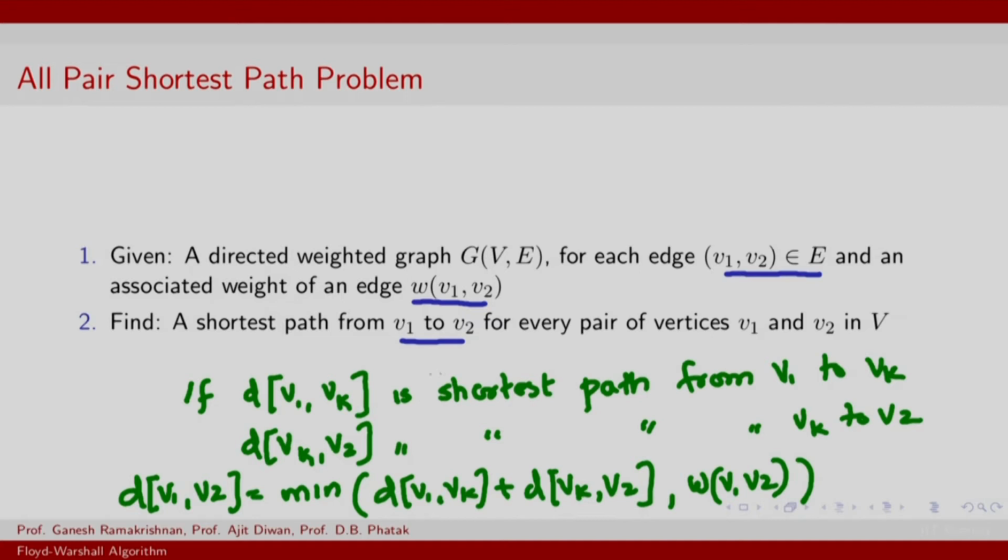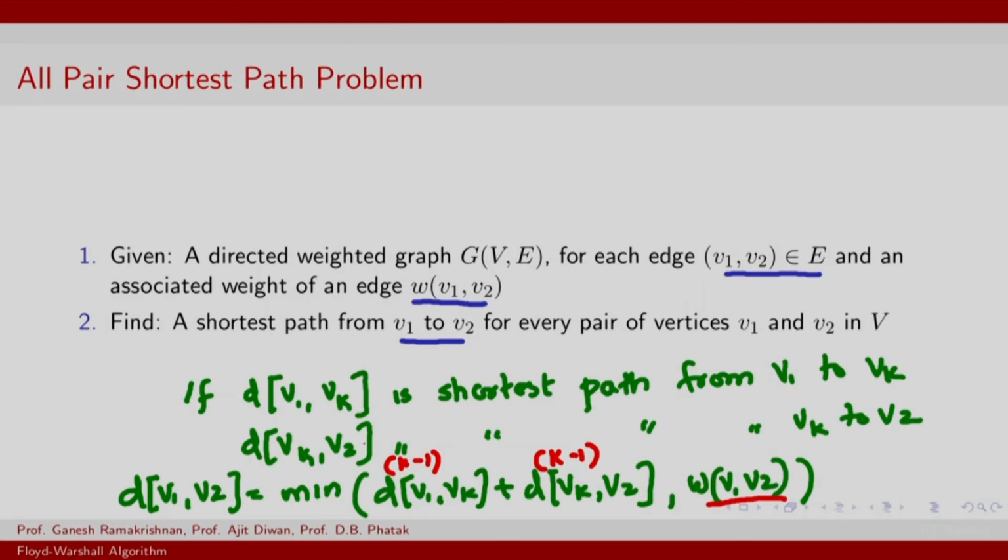However, who will give you this shortest path from v1 to vk at the outset? We won't have these. What we of course know are these weights to begin with, and instead of looking at the minimum weight from v1 to vk and then vk to v2, what we will do is iteratively construct the weights from v1 to vk and vk to v2 restricted to the first k minus 1 nodes, and that we will denote with this superscript k minus 1.